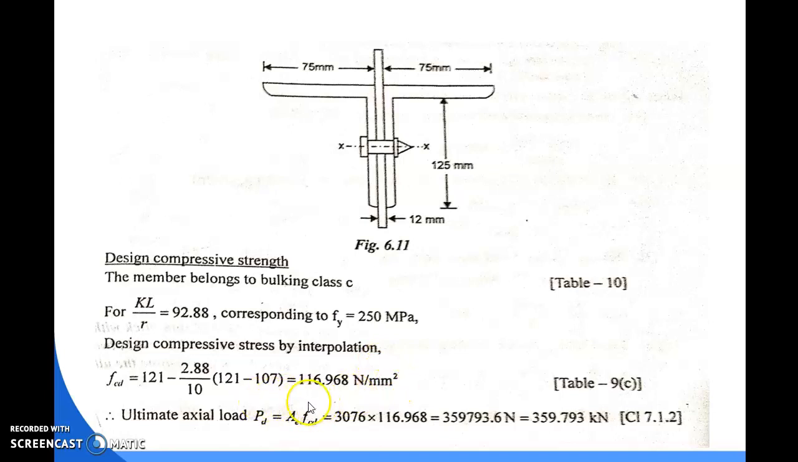Hence we put the value of PD, which is equal to AE into FCD. So the AE value is 3076 and the FCD value is 116.968. So by multiplying these two, the value of PD is equal to 395.793 kilonewton. So this is the value for the angle section.